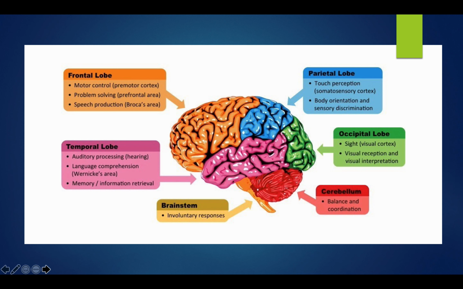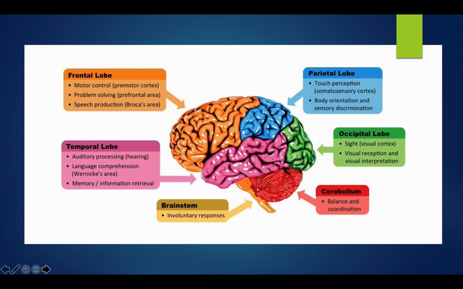Your parietal lobe is touch and perception, the somatosensory cortex, body orientation, and sensory discrimination. The temporal lobe is your auditory processing or hearing. Language comprehension is your Wernicke area. Also memory and information retrieval. The occipital lobe is your sight and visual cortex, visual reception and visual interpretation. Your cerebellum is your balance and coordination, and the brainstem handles involuntary responses.